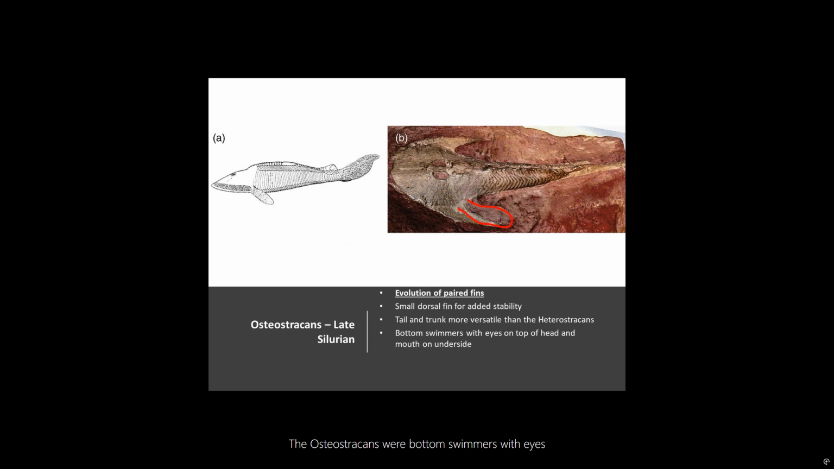The osteostracans were bottom feeders, or bottom swimmers rather, with eyes on top of their heads and mouth on the underside. But the osteostracans had something new. They had a small dorsal fin and paired fins for added stability. Their tail and trunks were also more versatile than the heterostracans before them. In the photo of the fossilized osteostracan, you can see the red line showing the outline of the fin.